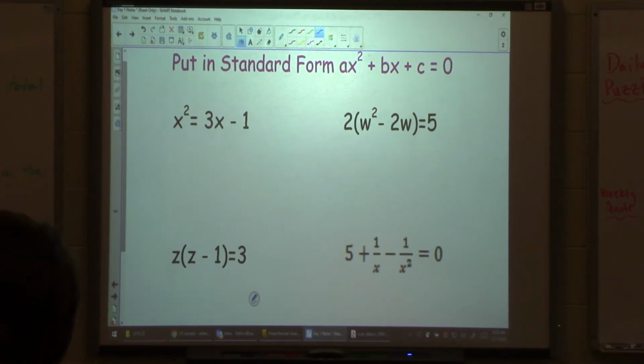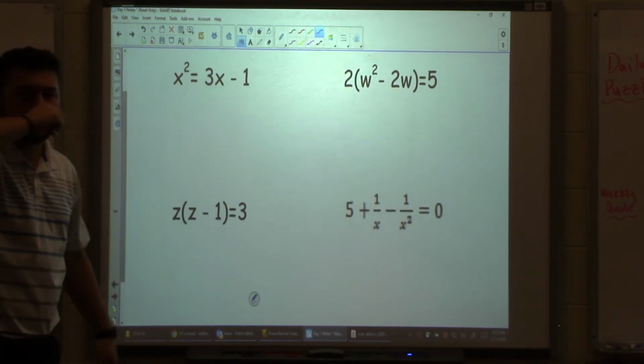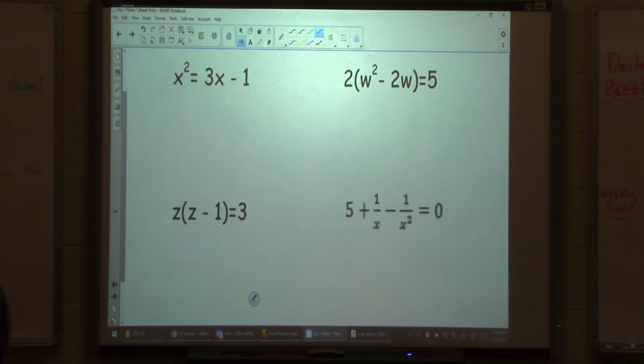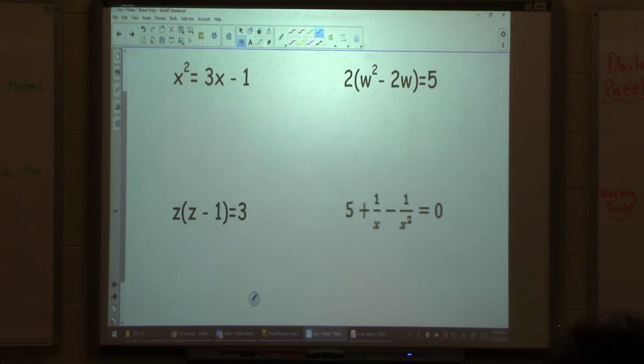Alright. We're going to do 3 out of the 4 of these. So, all we want to do here, guys, is practice how we get these equal to 0. The first one, x squared equals 3x minus 1, right? I have x squared and x. So if I'm going to want to solve this, I want to get it equal to 0. How can I do that?